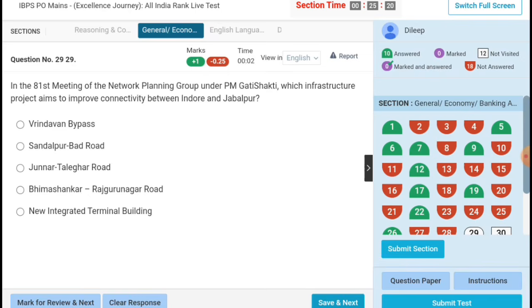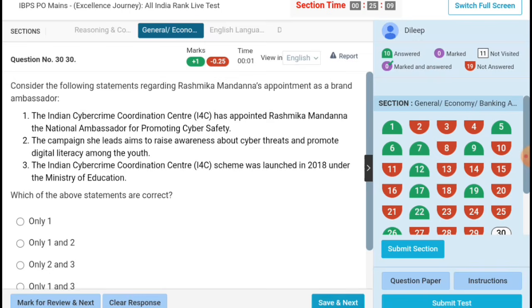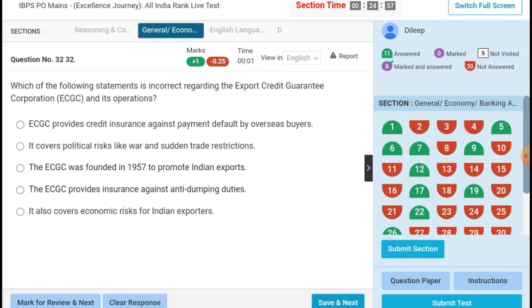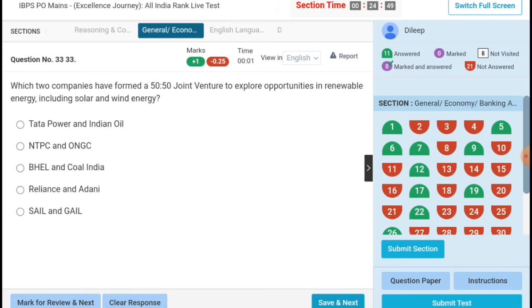IT First Network, PM Gadashakti. Indian Cyber Crime. 155th. I think 2024. Two companies, 50-50 joint venture.